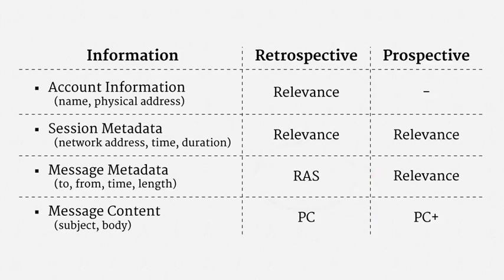Also, notice that the standard for retrospective message metadata is higher than the standard for retrospective telephone metadata. It's RAS instead of relevance. So, because of the way the SCA was drafted, email message metadata gets more protection than phone call metadata.